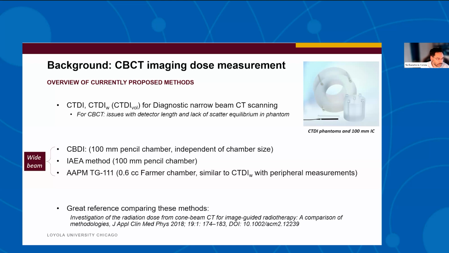There's also the method that was proposed by AAPM task group 111 that uses a Farmer chamber, but requires now several CTDI phantoms that are stacked together to recover the loss of scatter, basically. The paper that I highlight below is a great reference that's from a group in Australia and provides a good description and comparison of the 3 methods.